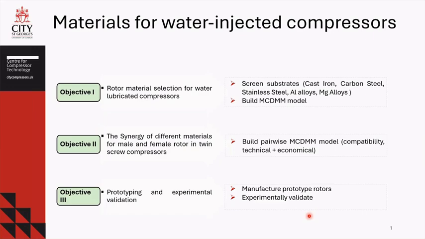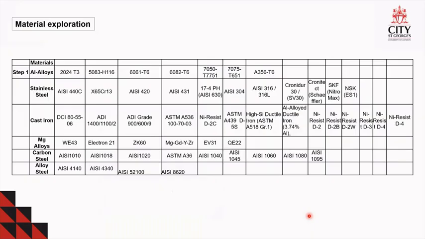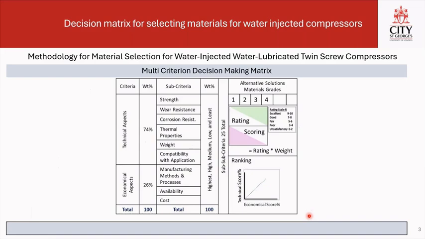The second one is looking into different materials for the two rotors, because that's also not common in industry. And we believe that the two rotors have different functions in twin screw compressors, so they may have different materials as well. And then validating that. And these are about 51 materials that are selected from different steels, cast irons, and aluminum that he is now evaluating through his design matrix or decision matrix that he has made. And the decision matrix is not based just on technical aspects, but also on economic aspects.